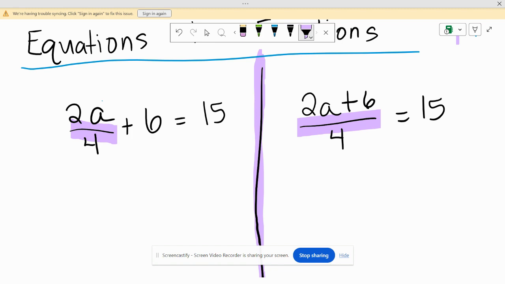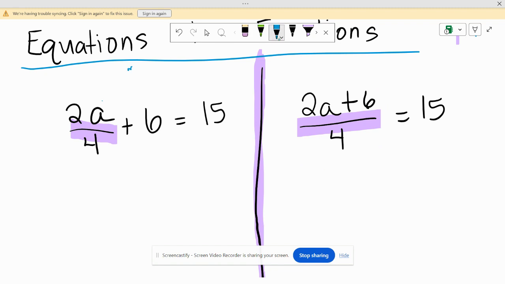On the left over here, we have two different terms. We have 2a over 4, and we have 6 as two different terms. And over here on the right, this is all one big fat term. 2a plus 6 over 4 is all one. We'll treat that as one term. So that's going to affect how we solve it.